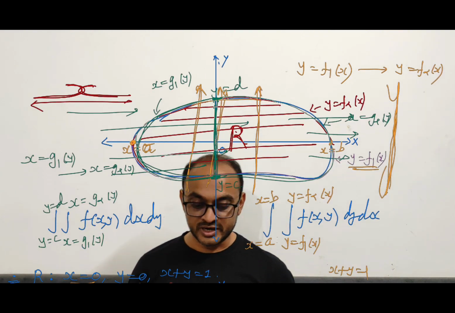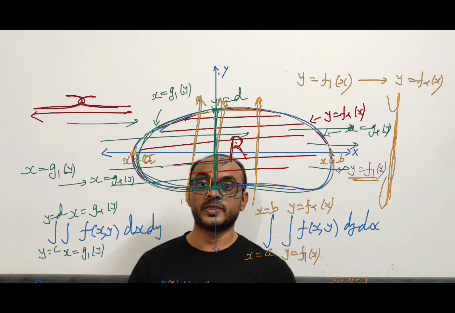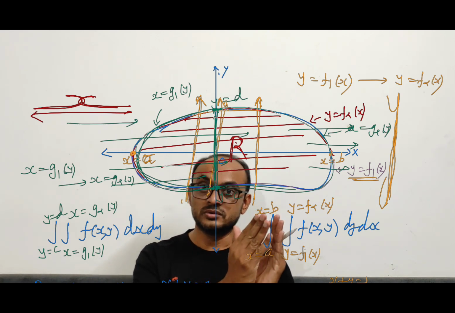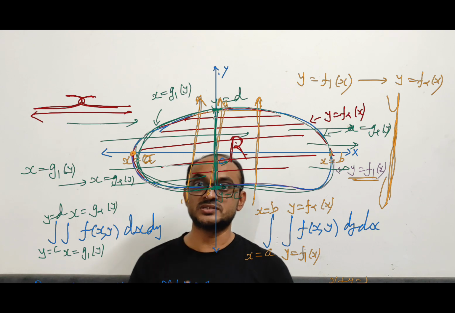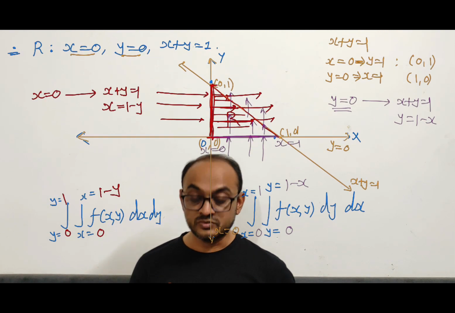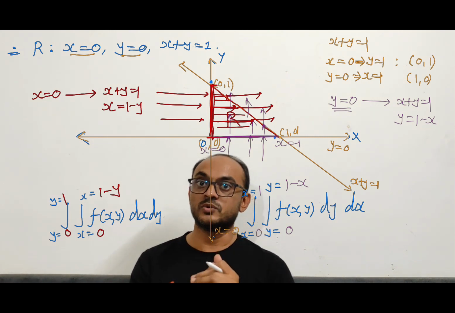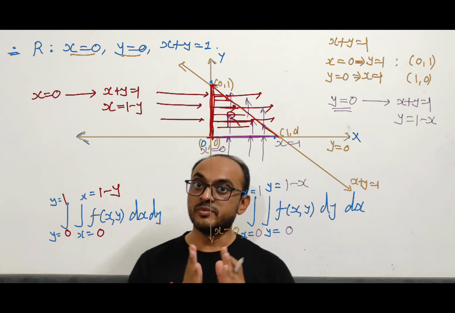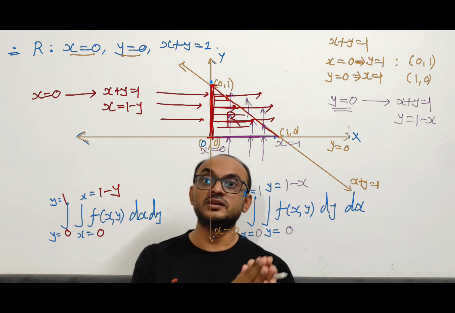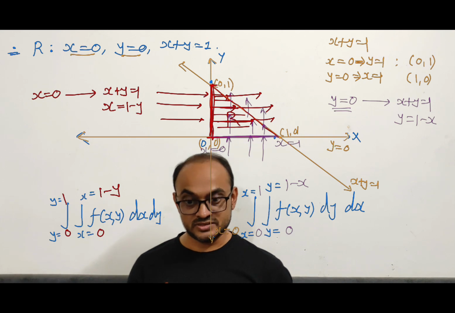In place of the rectangular region, suppose we have been given any general region R. This is how we write the limits for the case dy dx and for the case dx dy. And for this particular example, x equal to 0, y equal to 0 and x plus y equal to 1, our region is bounded by these three lines. Then how do we write the limits of the integral for the dy dx case and for the dx dy case?